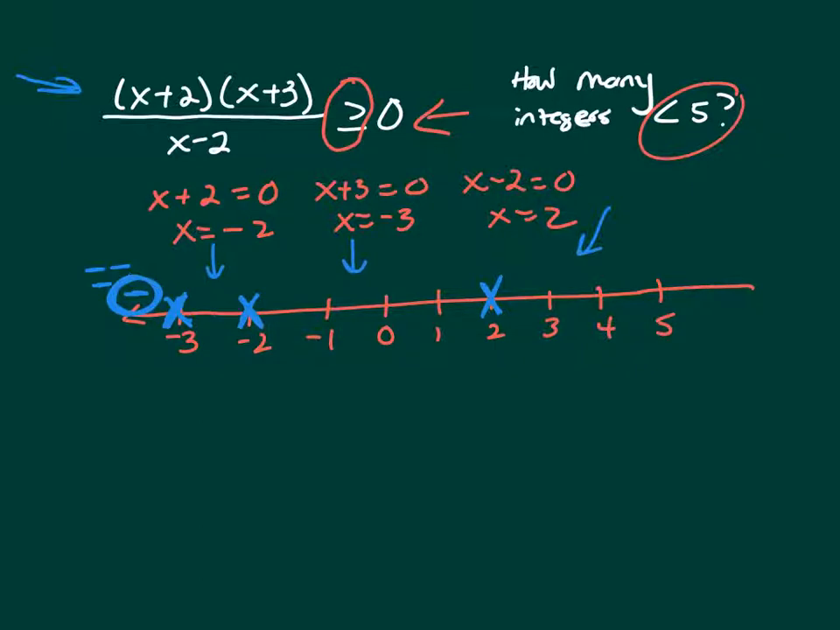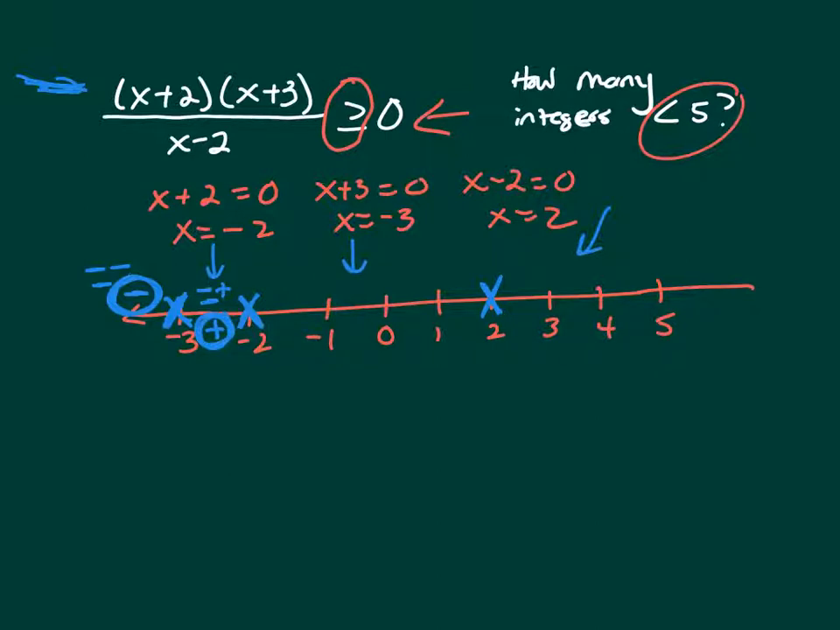Now let's check the region in between negative 3 and negative 2. So I'm going to use negative 2.5, and I'm going to plug it back into this inequality once again. So negative 2.5 plus 2 is negative. Negative 2.5 plus 3 is positive. Negative 2.5 minus 2 is negative. That's a negative times a positive in the top, which is negative, divided by a negative, that's going to be positive. So this interval is going to be positive.